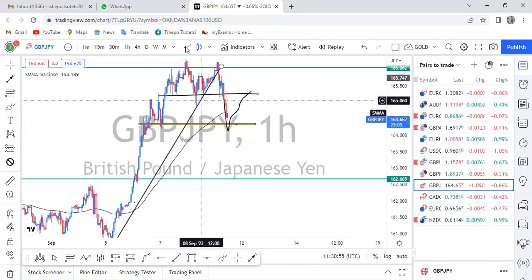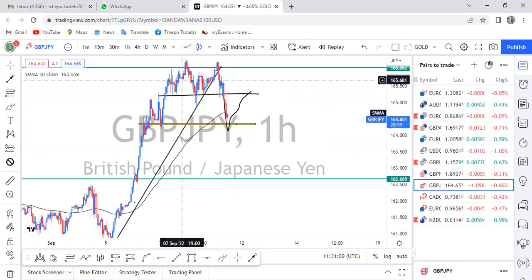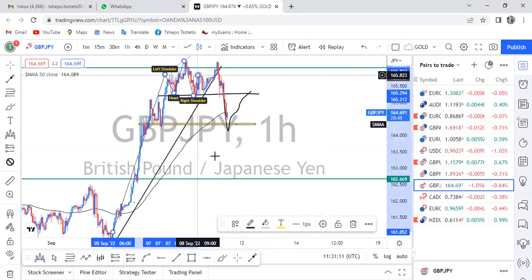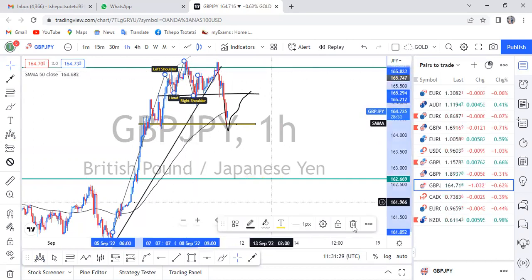Here I say I have a head and shoulders. Once you train your eyes to spot these patterns, guys, this is the left shoulder, this was the head, and this was the right shoulder. So I was going to expect it to go down, but it didn't go down immediately. It went again to give a double top instead of respecting that head and shoulders. But that's what I noticed before the double top.